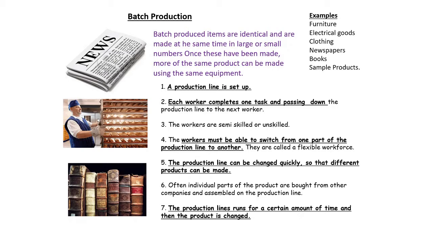And typically with batch production, if you take the bakers, for example, they'll make certain parts and then they'll move on. It may also be games, where they'll make a batch of it and move on to the next one, or cars, wherever it may be. The most common examples would be bits of furniture, electrical goods, clothing, newspapers, and that type of thing.